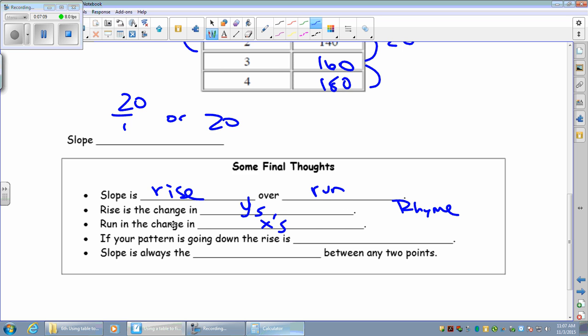If your pattern is going down, your rise is negative. And slope is always the change between any 2 points.